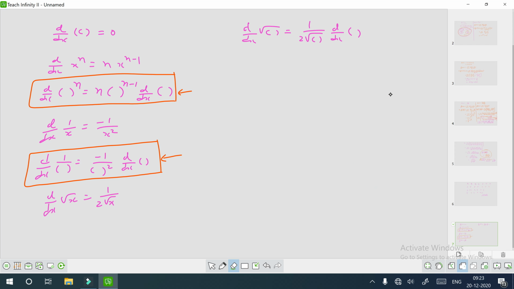We don't know what is meant by some function. Let us take one example of how to apply it.